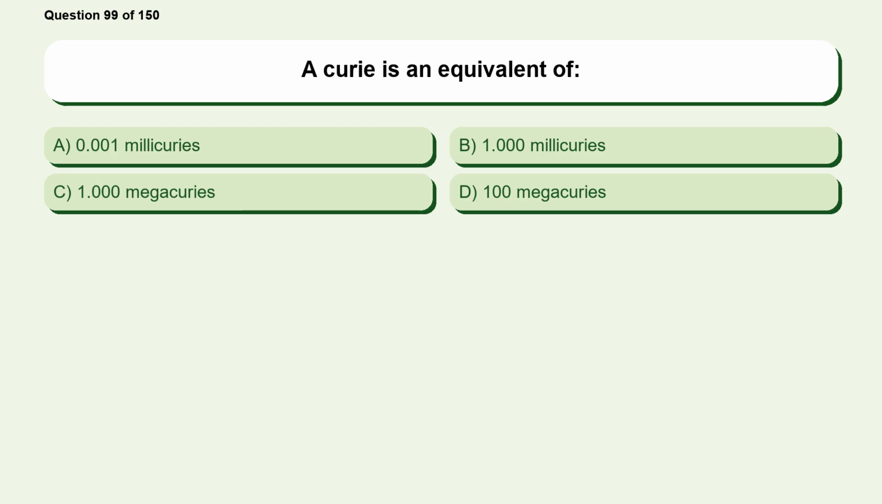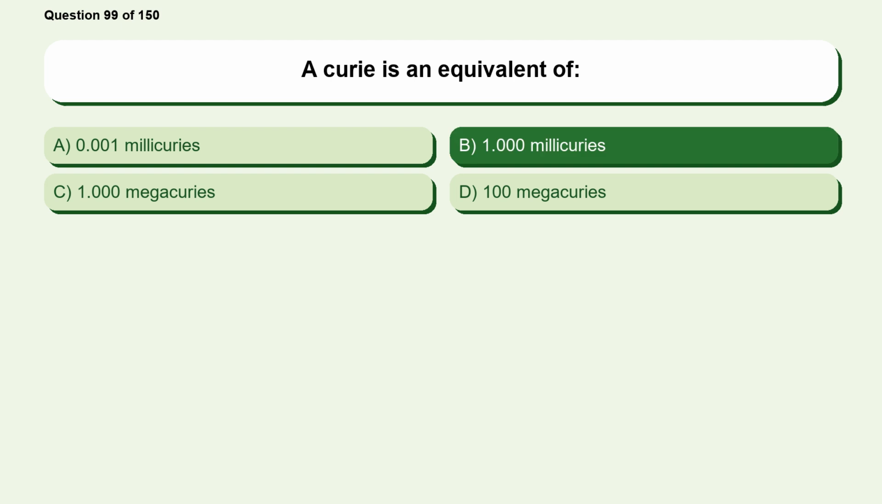Question 99. A curie is an equivalent of: Option A, 0.001 millicuries. Option B, 1.000 millicuries. Option C, 1.000 megacuries. Option D, 100 megacuries. The correct answer is option B, 1.000 millicuries.